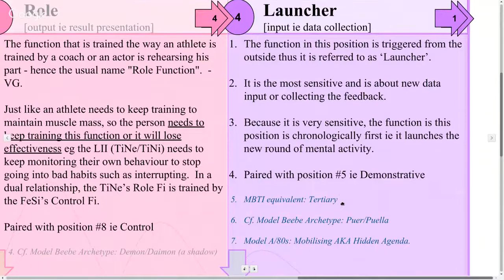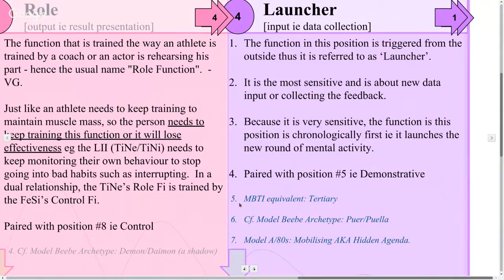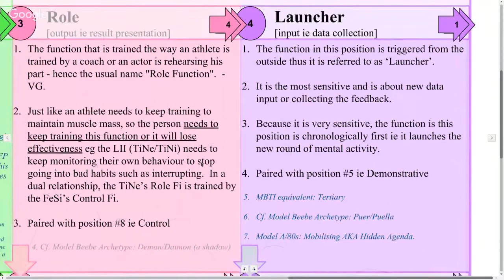Paired with the position number 5, i.e. demonstrative, MBTI equivalent tertiary, Model B equivalent. Model A, position 8 is mobilizing, aka hidden agenda. Right, now we're going to go to that block.